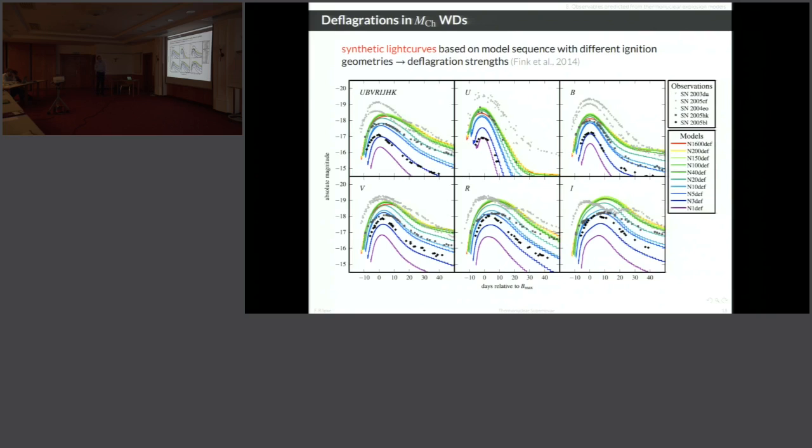That is much fainter than the observations of normal type Ia supernovae that are shown here in gray. So this is one thing that we actually immediately see. These objects don't actually match normal type Ia supernovae. They just don't become bright enough. The other thing that they don't match is the I-band light curve. The observed I-band light curve for normal type Ia supernovae has a double-peaked shape, and this is not reproduced by these models.